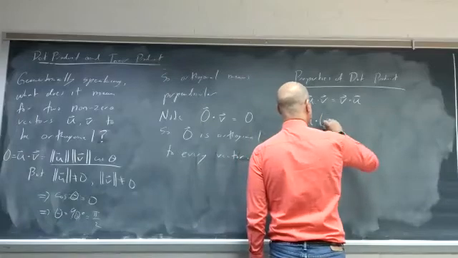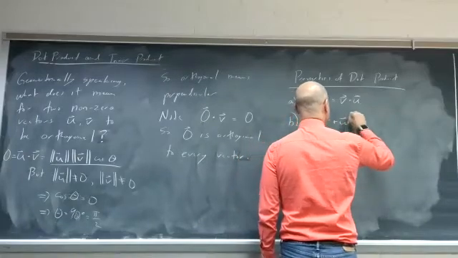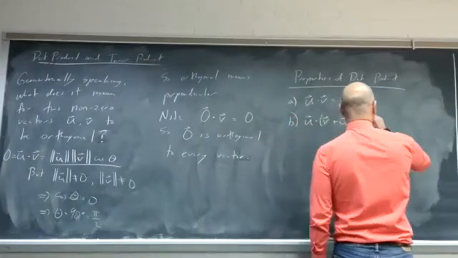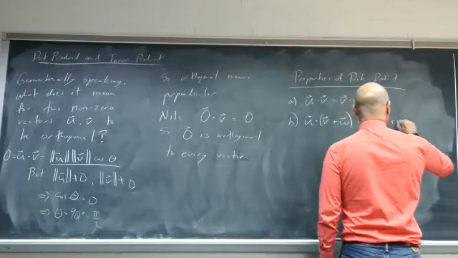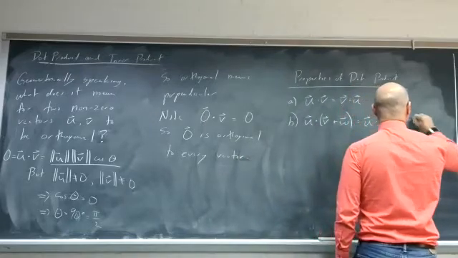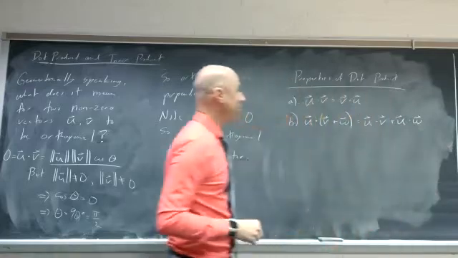U dot (V plus W) equals U dot V plus U dot W. In other words, dot product distributes over vector addition.